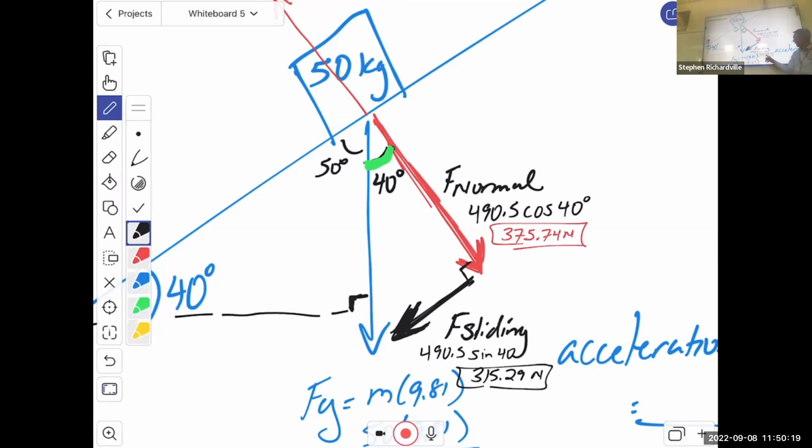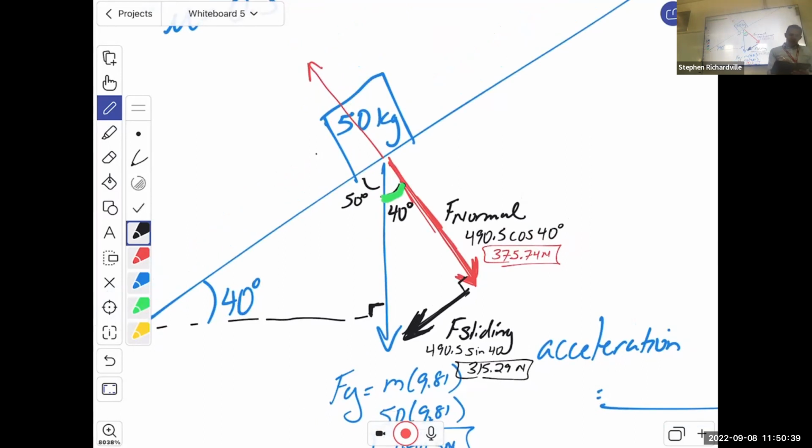So what did I just find? I found that this is what's actually making it go down the ramp for F equals ma. If I didn't have friction, that'd be it. That's making it go. That piece. But that mu tells me I've got one other little problem. I've got 315.29 making it go. We call that force sliding. But the mu up there says, yeah, but you've got friction.